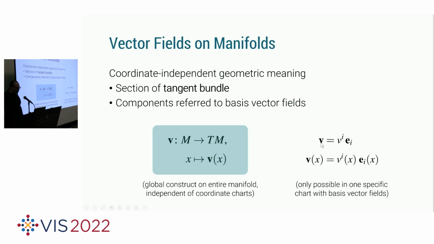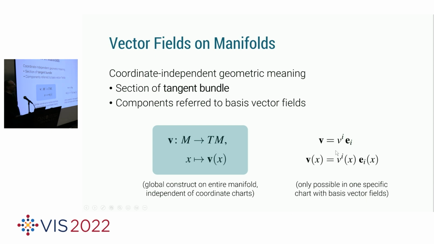And now if you want to expand it in coordinates, you can do that, but then you need the basis vector fields, and you can compute the components also only with respect to these basis vector fields, and you can only do it in one coordinate chart, but not necessarily for the whole manifold. So this is a global construct without coordinates that works always, and this is like an intermediate construct for computation just in one specific coordinate chart.